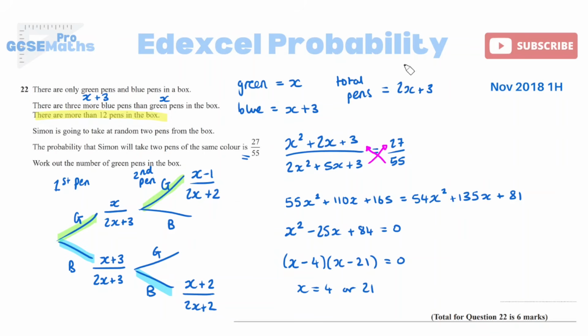So we said over here the total number of pens is 2x plus 3. So if you sub in 4 to that, that would actually give us 11 pens in total. Do you see how that wouldn't be quite enough? Whereas obviously 21 would be enough because that's more than 12 in the first place, isn't it? Which is 45. So therefore, the number of green pens would have to be 21. I would have to choose between my 2 answers.